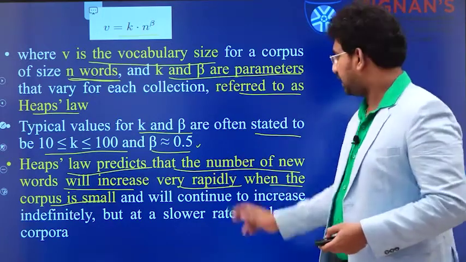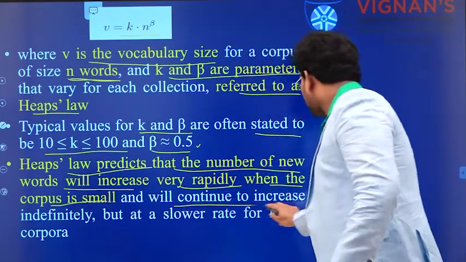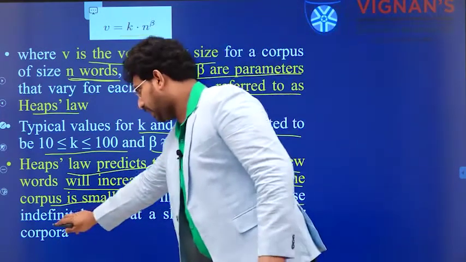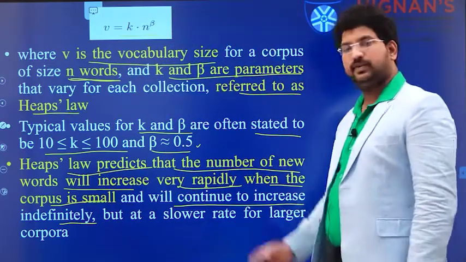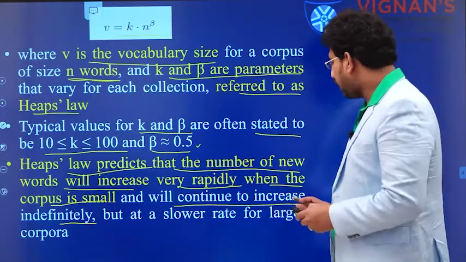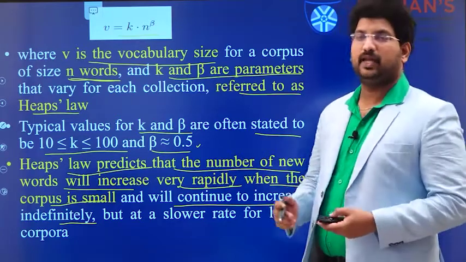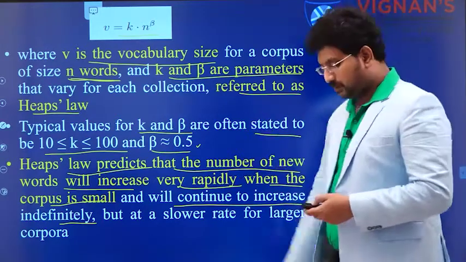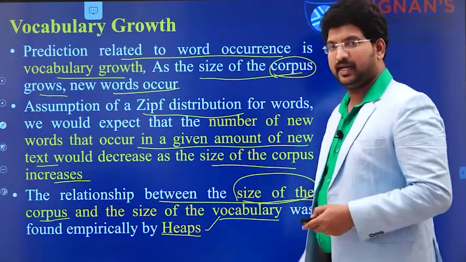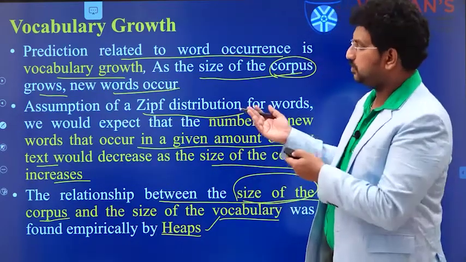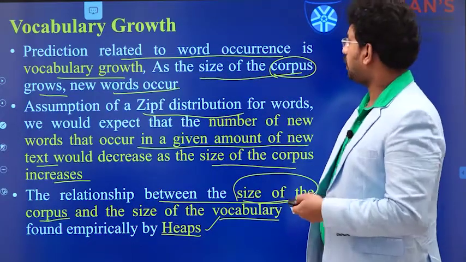It will continue to increase indefinitely, but at a slower rate for large corpora. So this is about Heaps law. As part of it, we come to understand what vocabulary growth is: the prediction related to word occurrence. That's what vocabulary growth means.